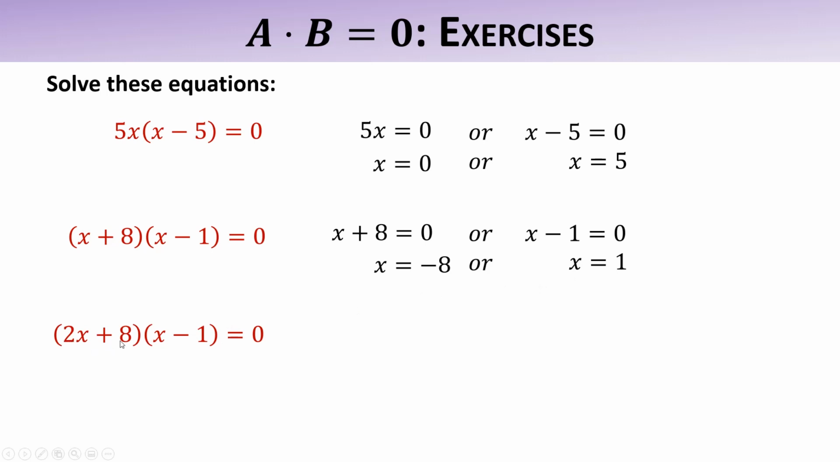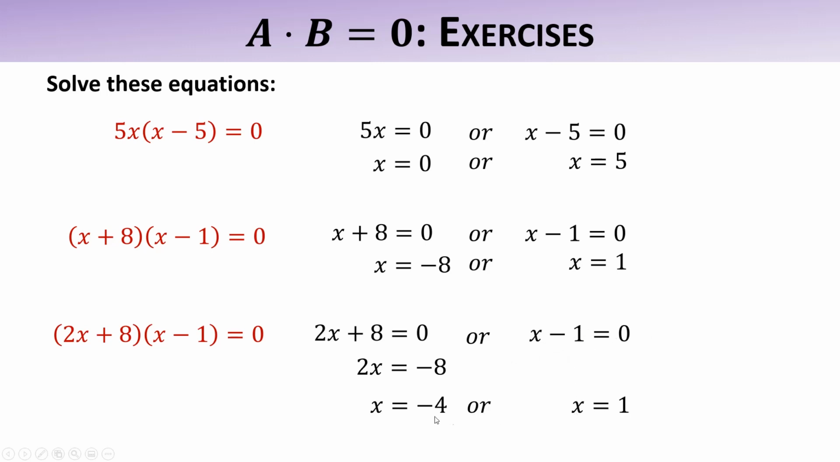And here, 2x plus 8 times x minus 1 is 0. So this factor is 0, or this factor is 0. In the first case, subtract 8 on both sides, 2x is minus 8, and then x has to be minus 4, divided by 2. And in this case, add 1 to both sides, and you get x is 1. So our solutions are x is minus 4 and x is 1.